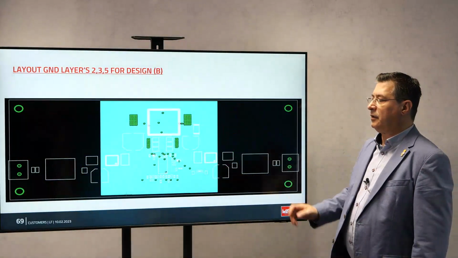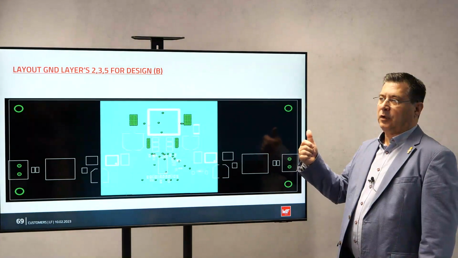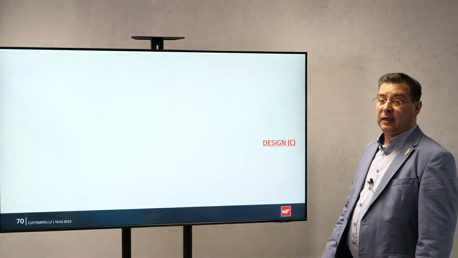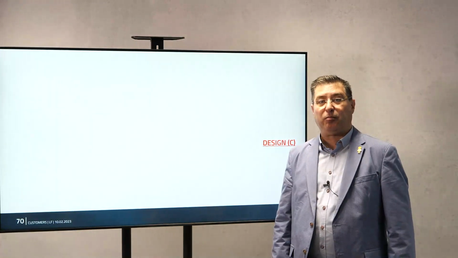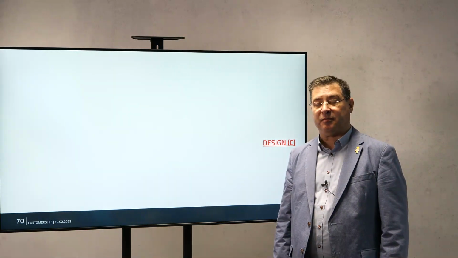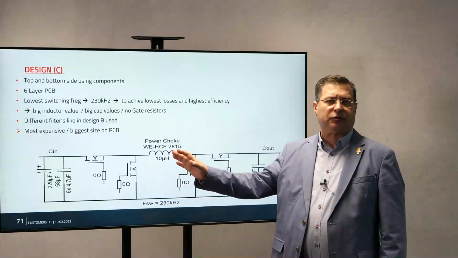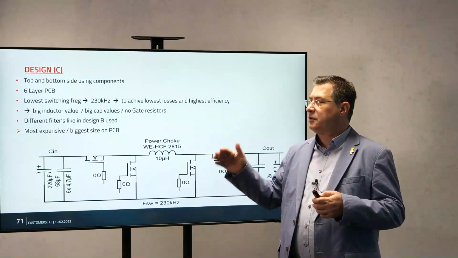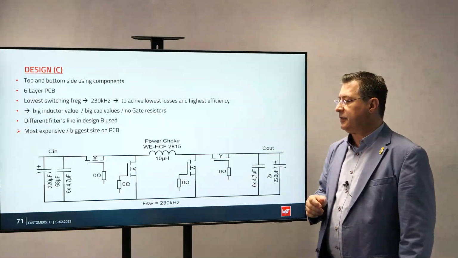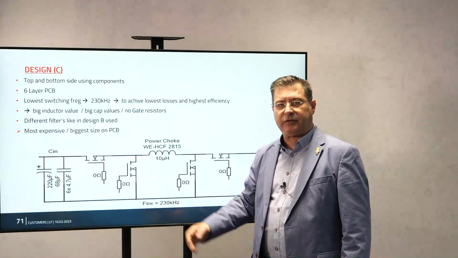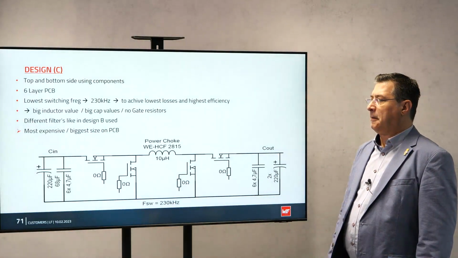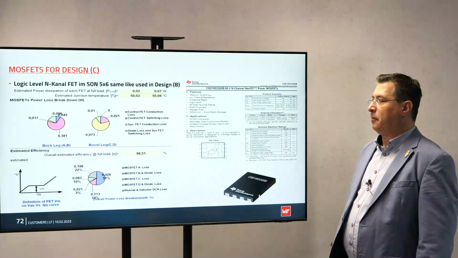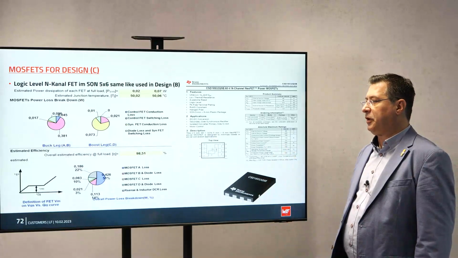And this is the ground layer; layers 2, 3, 5, and even 6 you can consider almost ground layer. Now design C. No budget limit. Wow, dream. Well, he decided to go to the lowest switching frequency, 230 kilohertz. You will need bigger inductance, but because of the lower switching frequency, he decided to use only 0 ohm gate resistors, no more gate resistors. A big inductor value, more capacity, so he will use the same MOSFET as design B, which was very good.